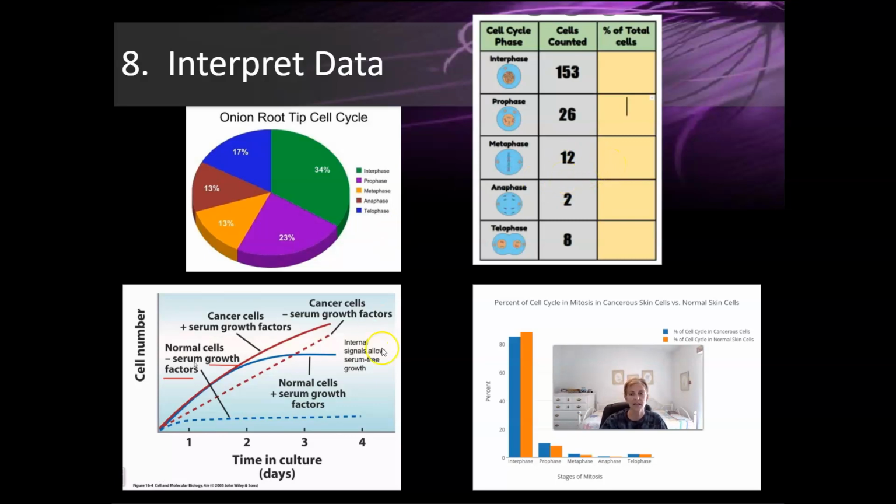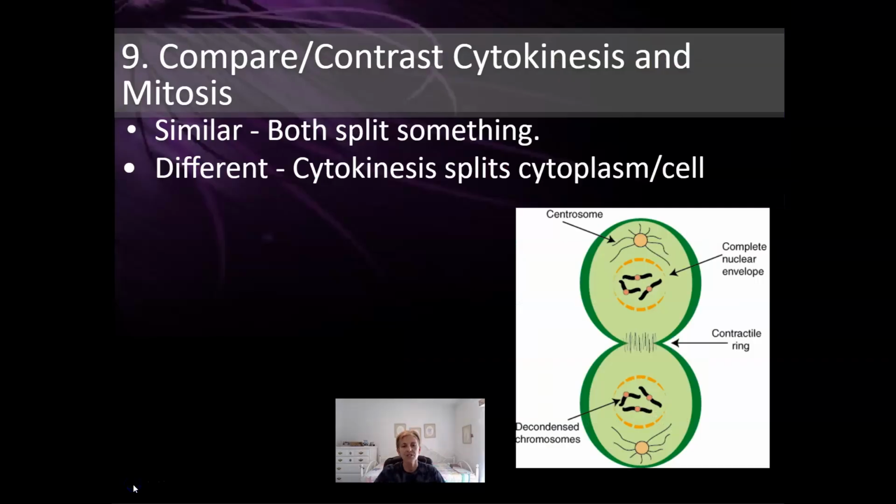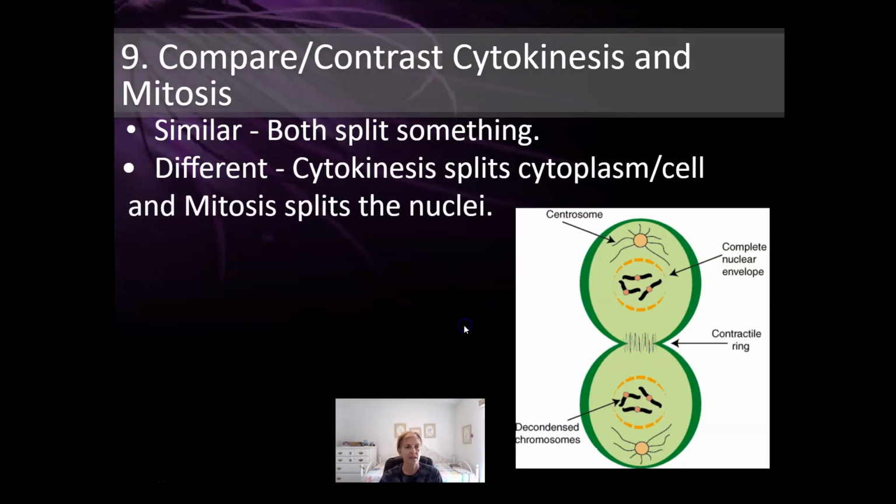Okay, so there's example graphs and data tables and what you might have to do with them. So comparing cytokinesis and mitosis, how are they similar? They're both splitting something, right? How they're different is what's being split. Cyto, cell, or cytoplasm is splitting the cytoplasm or the cell itself. So here you see the cleavage furrow forming, that's cytokinesis.